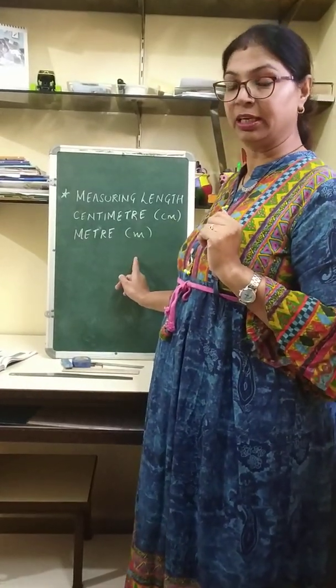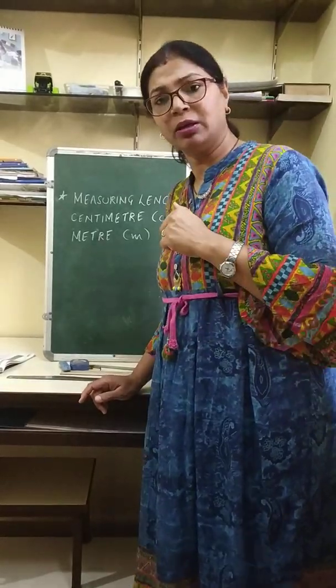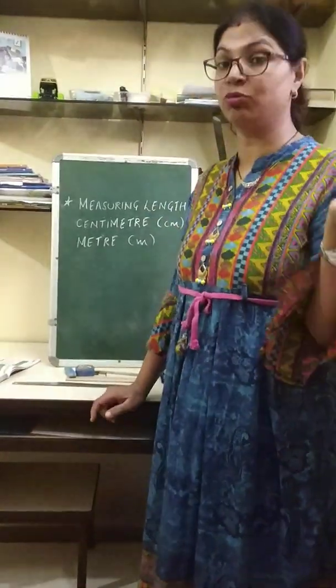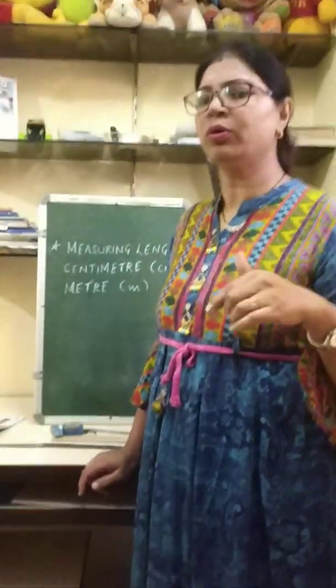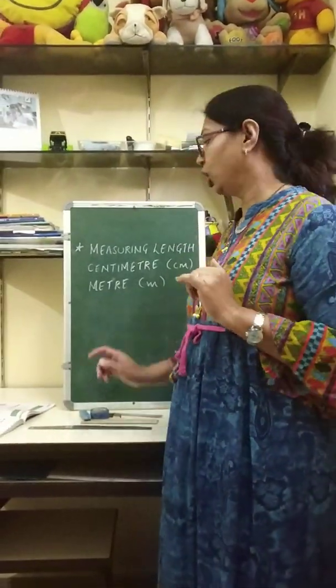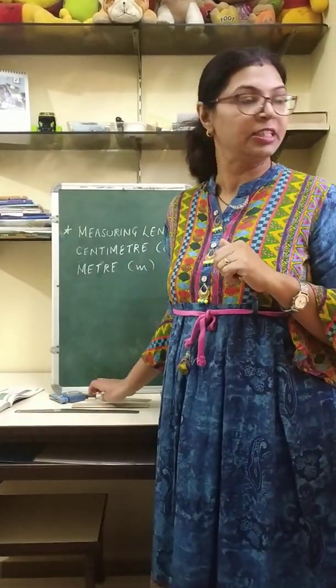That's written as m. And for even bigger lengths, like the distance from one city to another city, we use kilometer. That's written as km. But we are not going to study kilometer right now. Okay, so the centimeter. Now, how can you measure anything in centimeter?